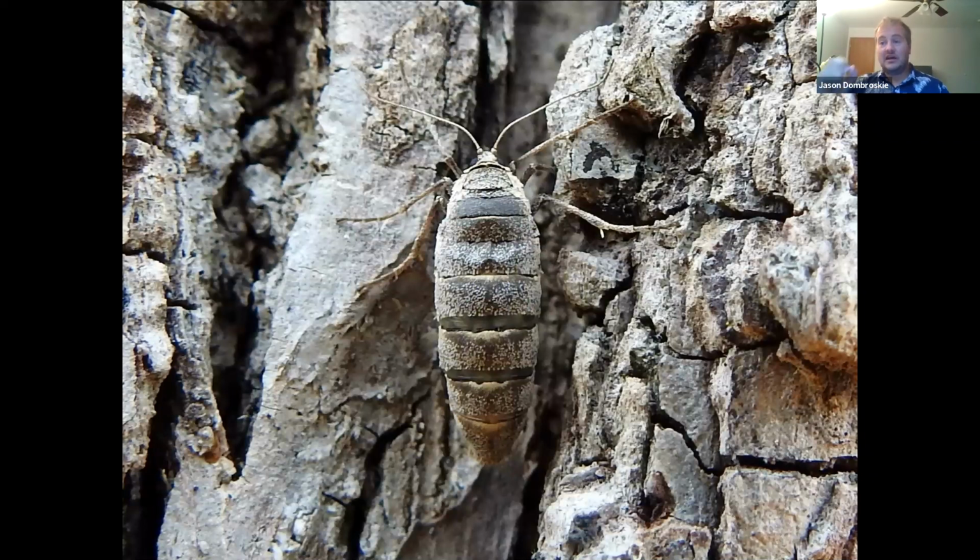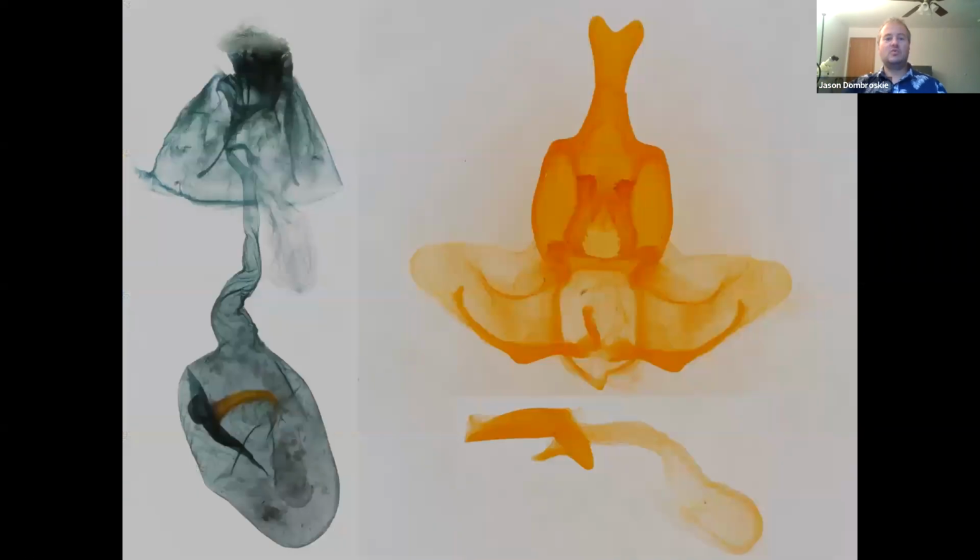And on the topic of genitalia, if you talk to anyone that's really serious about moth identification, we will talk your ear off about moth genitalia. And here's why. This is moth genitalia. On the left, we have a female. On the right, we have a male. And it's not just that we're perverts, it's that they are crazy complicated structures, way more complicated than our primitive genitalia.